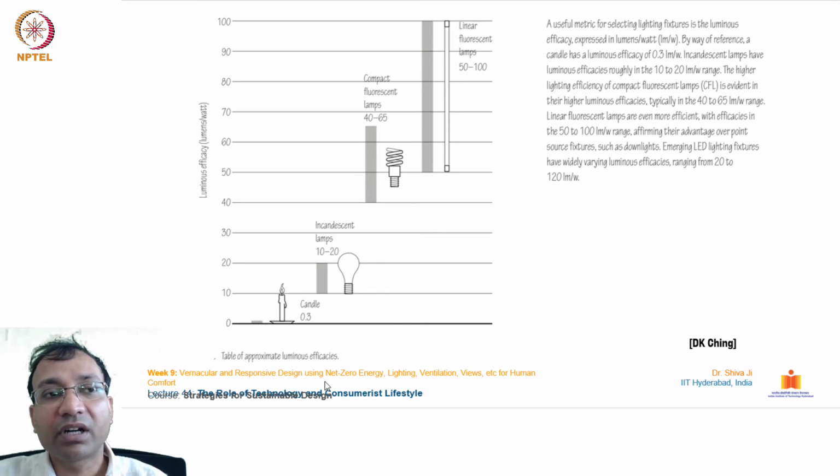So this is a relative chart, kept here on this table for your understanding, which shows the approximate luminous efficacies of many luminaires. From zero, candle, you can see it up to 100. It starts from a candle, then goes to an incandescent bulb, then we have the CFL bulb, then the fluorescent lamps, these tubes, in a range of 50 to 100, 40 to 65, 10 to 20, and up to 0.3. So this is the efficacy of these luminaires. Accordingly we can choose and place them.